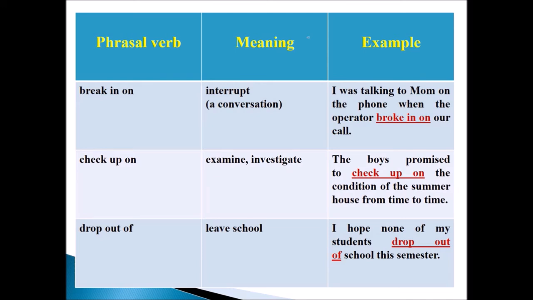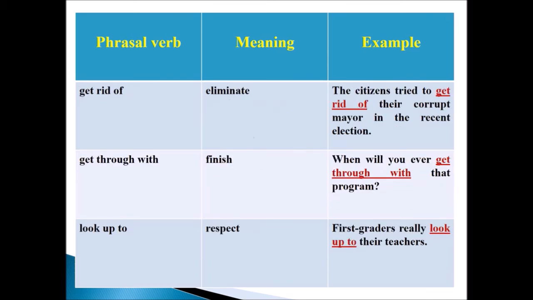The next phrasal verb is get rid of. Get rid of means eliminate. Now let's see one example sentence. The citizens tried to get rid of their corrupt mayor in the recent election.